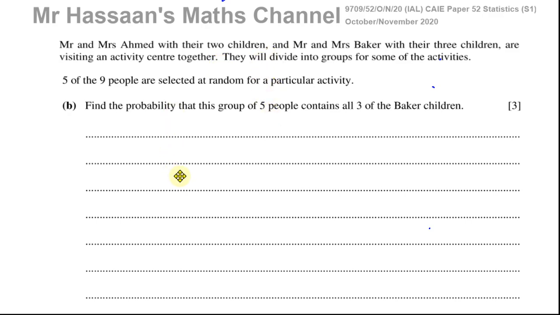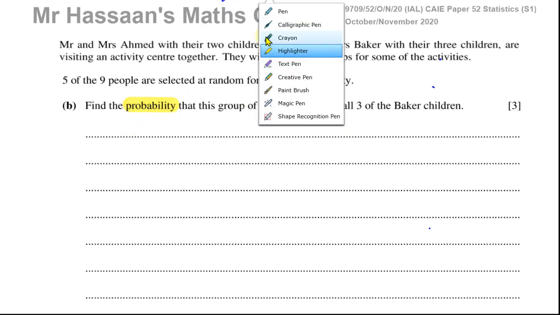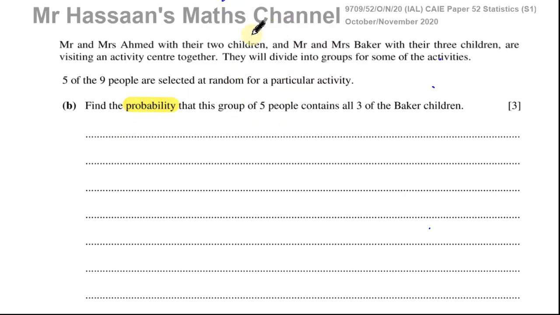So it says 5 out of the 9 people are selected at random for a particular activity. Find the probability. Now this is very important. You see the word probability, you know you're going to have a fraction, with the total number of outcomes in the denominator and so on. So keep that in mind. A lot of people don't realize it says probability and they just find the number of ways without finding the probability. Find the probability that this group of 5 people contains all 3 of the Baker children.